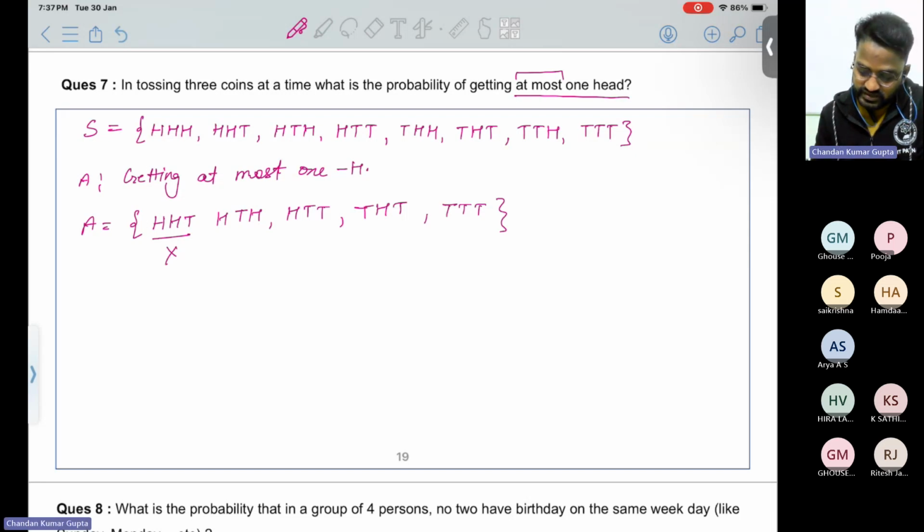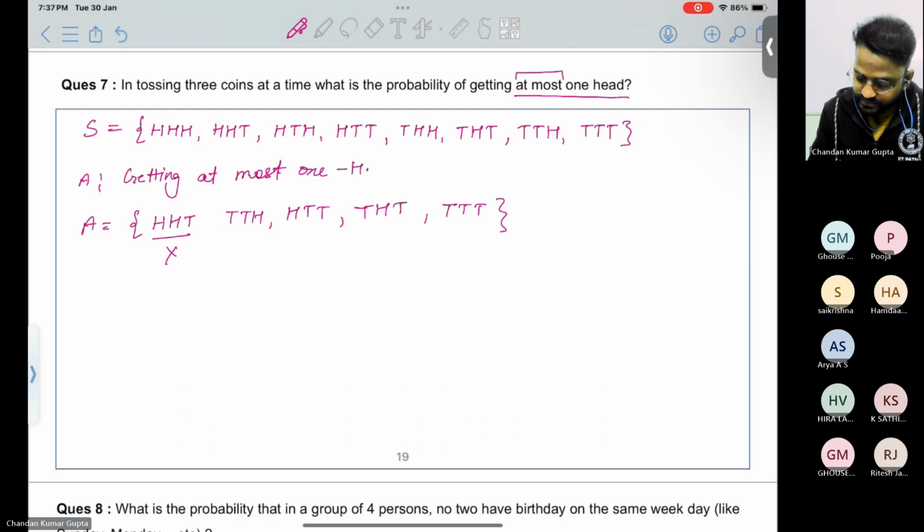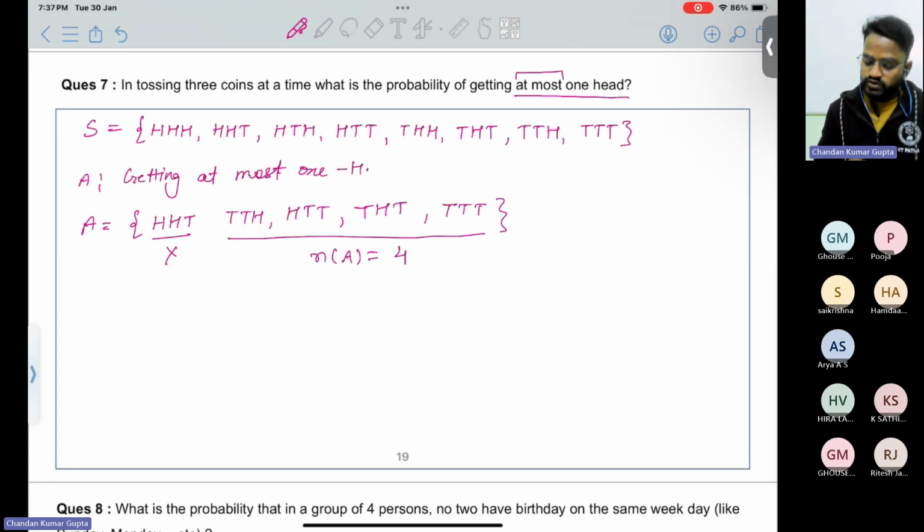Okay, there is one mistake. And where is it? TT. This one. Yes, yes, this TTH. One also. It's TTH. Okay. So these four. Number of elements in A is 4.